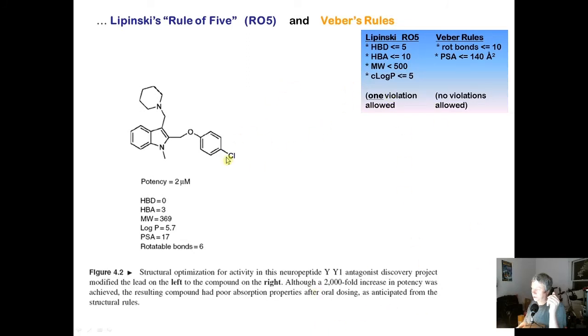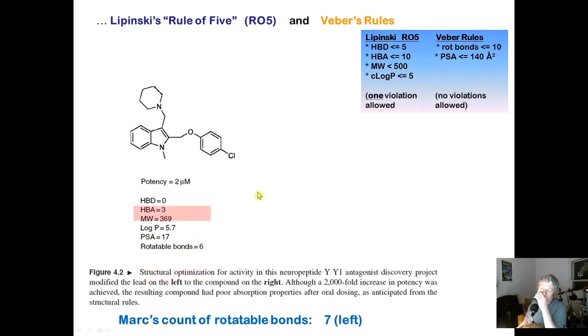So let's look at the left molecule first. The first thing is I disagree with this assessment again on the rotatable bonds. So we'll talk about that in a second. They say 6, I say 7. But the potency is sort of bad, right? Because we like drugs to be more in the nanomolar range. Micromolar is considered sort of bad potency for a drug.